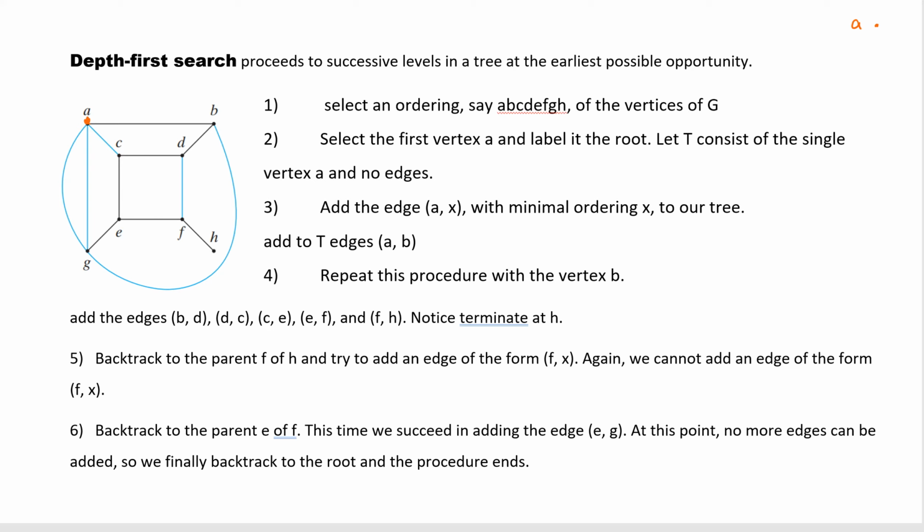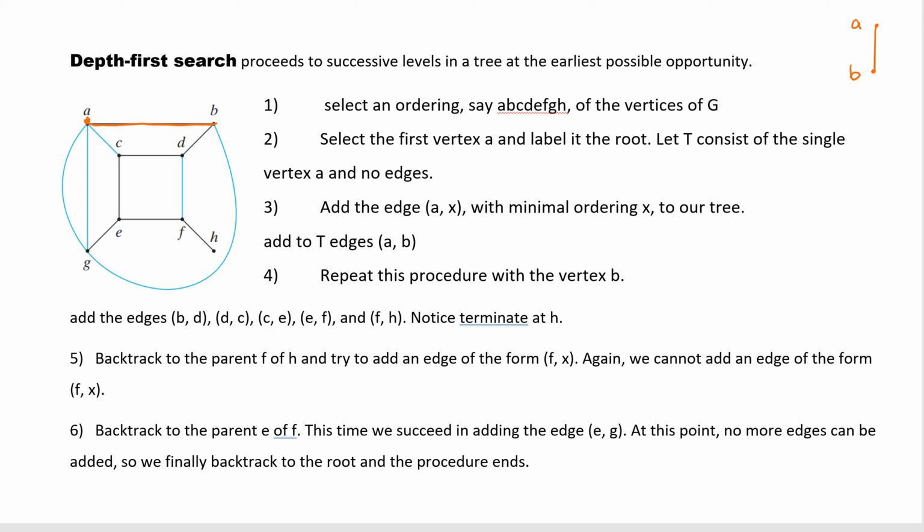Next, let T consist of the single vertex A and no edge. So T is like the tree, okay? And as we go more and more steps, we add more edges and vertices to T. So eventually we'll get a spanning tree. The next step, we add the edge AX with minimal ordering X to our tree. In this case, you see A is adjacent to B, C, G, and B has the minimum order. So that's why we add this edge.